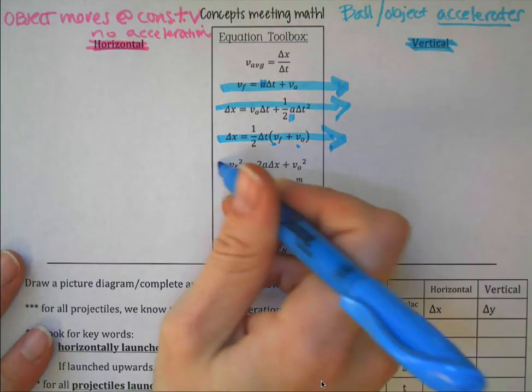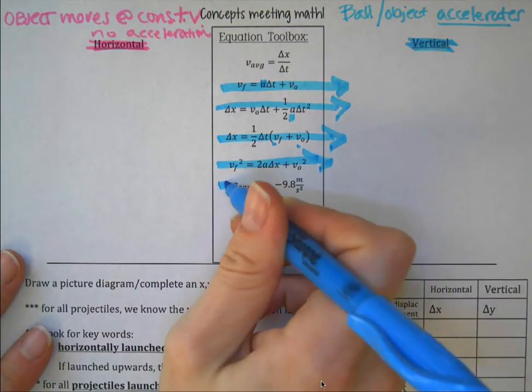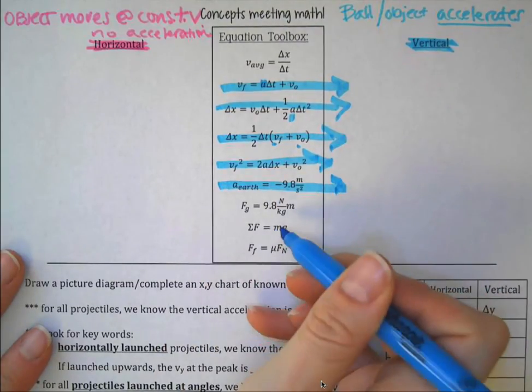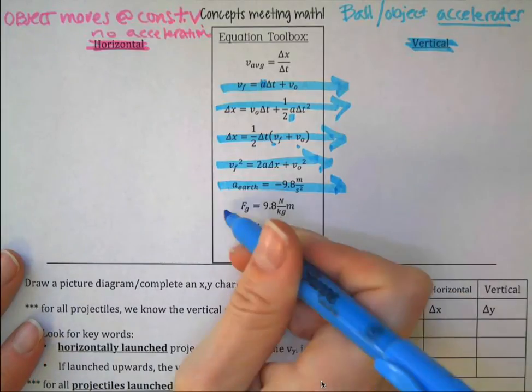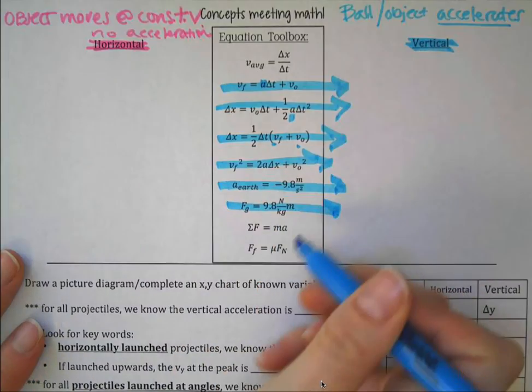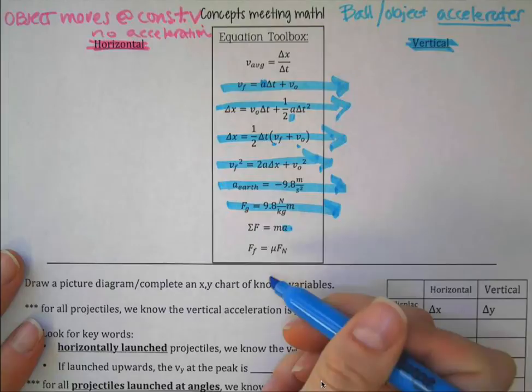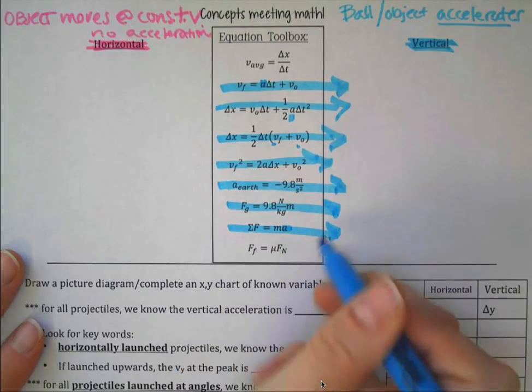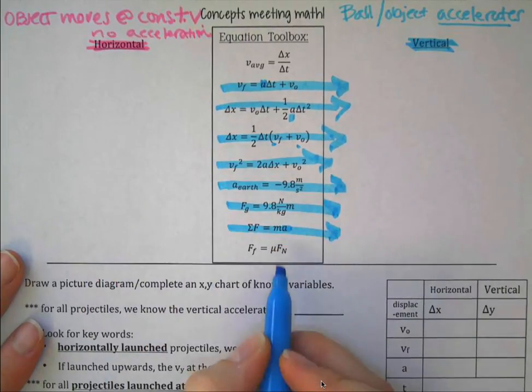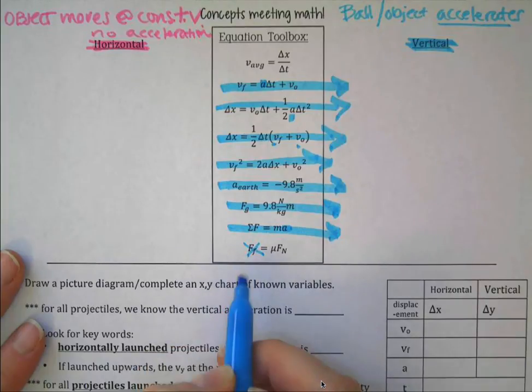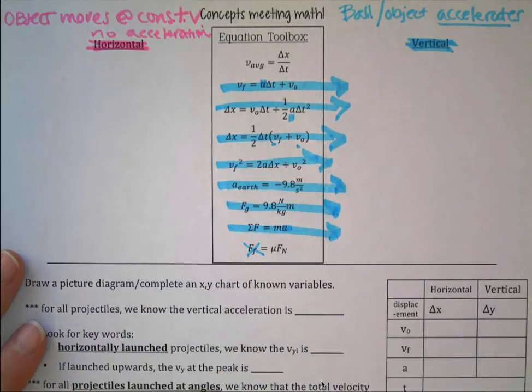Same with the next one, we have acceleration. Acceleration due to Earth is negative 9.8 meters per second squared, and the force of gravity is vertical. And if we have acceleration, Newton's second law also will apply. Frictional forces, we tend to ignore air resistance, so this equation probably does not apply to us at this point, although it still could be used in some factor.